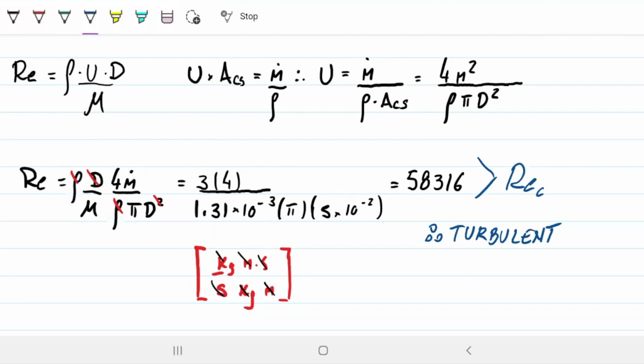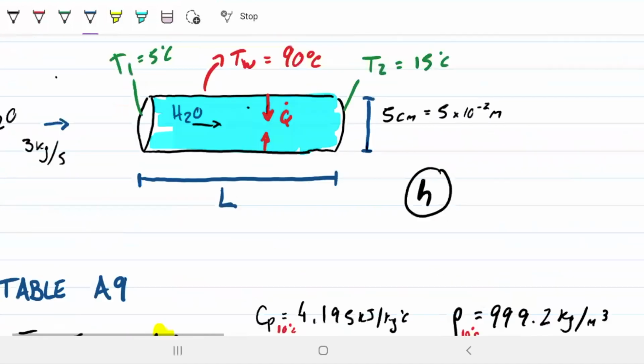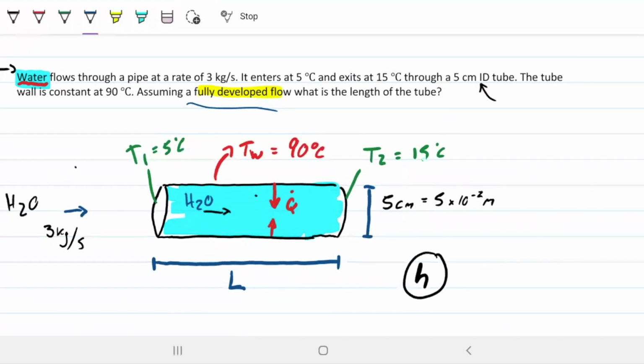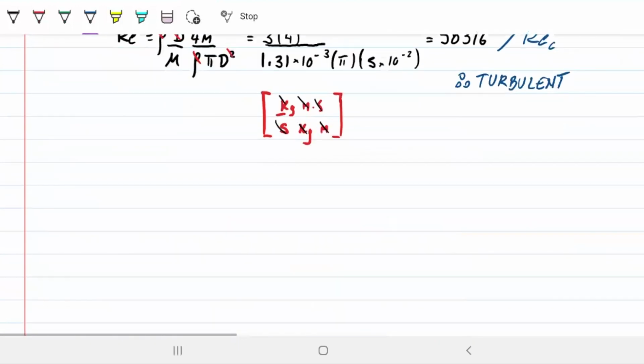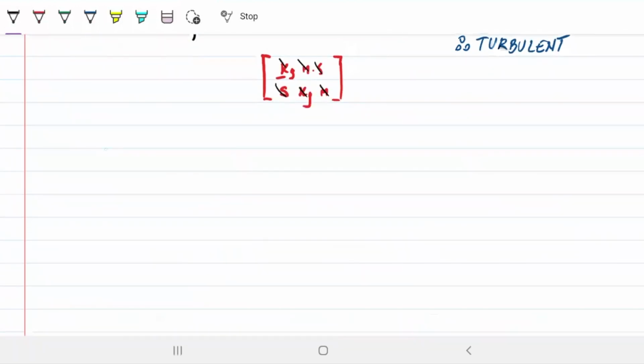Okay, moving on. So turbulent, and it's been said that it's fully developed flow, right? In the beginning of the problem statement, it says fully developed flow. So we have turbulent plus fully developed flow. The equation we'll be using is exactly the same as the one we did on the previous one. So 0.023, Reynolds to the 0.8.